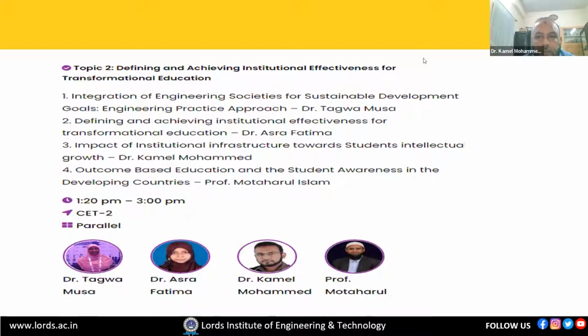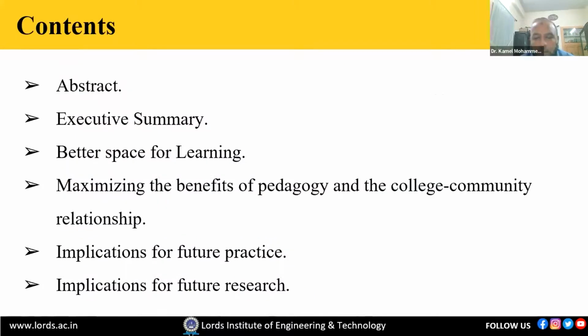Coming to my topic, it is the impact of institutional infrastructure on a student's intellectual growth. Why did I choose this topic? Because this is one of the chapters from my paper. It has an abstract, which I'll share soon, and an executive summary: why better spaces for learning are required, and how we can maximize the benefits of pedagogy and the college competencies relationship. Then we have implications for future practice and implications for future research.